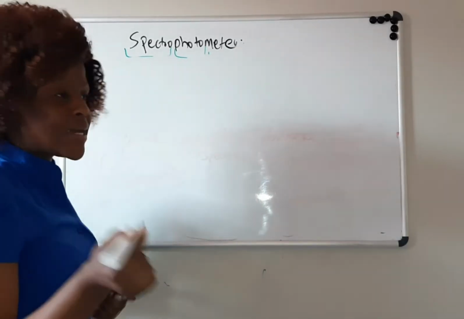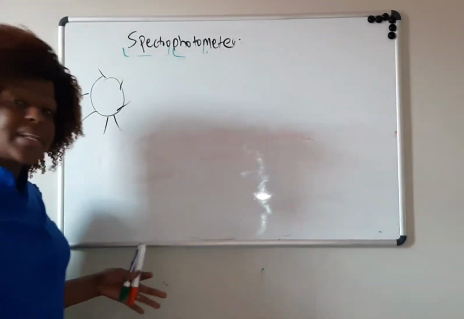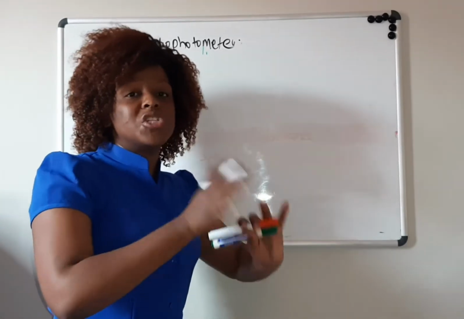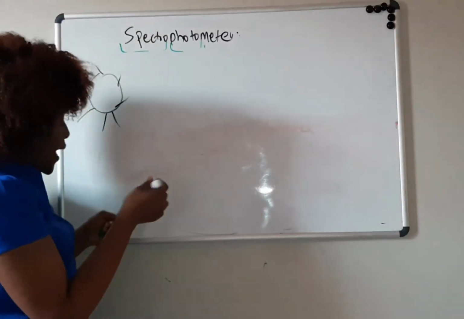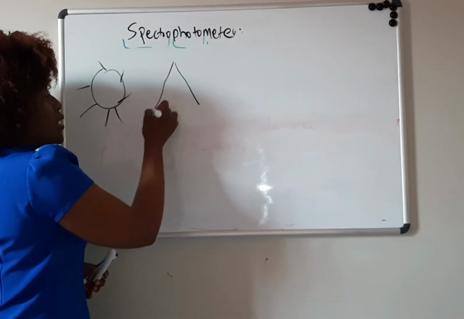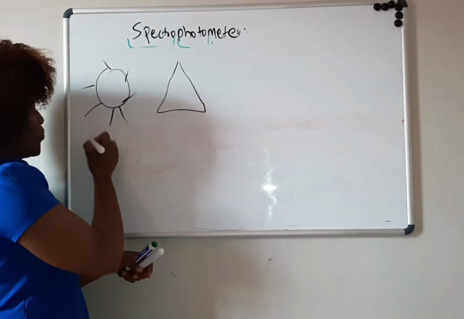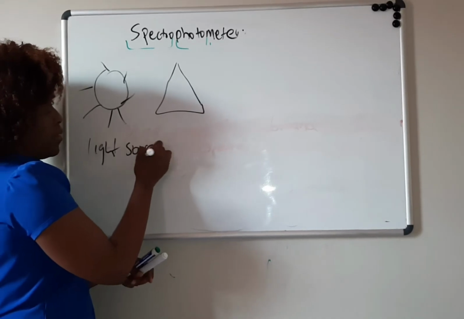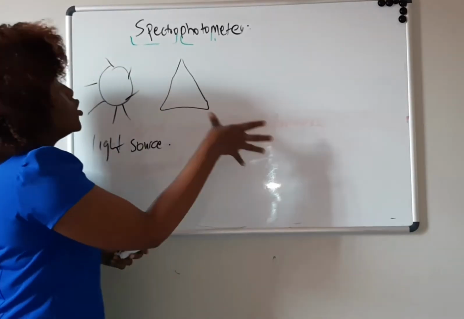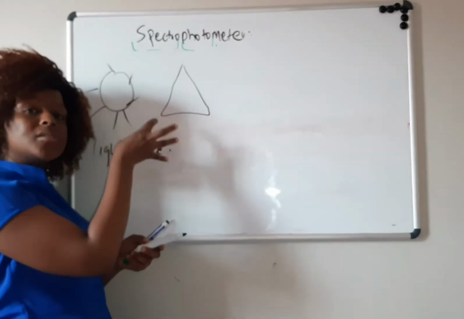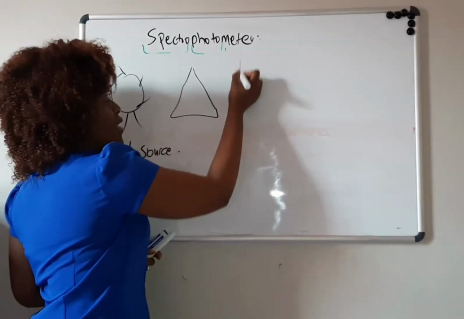A spectrophotometer consists of a light source, which can be a tungsten lamp. It will depend on which lamp they decided to use on that instrument, but you need to have a light source. After the light source, there is a monochromator. For a monochromator, they usually like to use a prism. The function of the monochromator is to select the correct wavelength that is needed for that specific test. And then there is a slit.